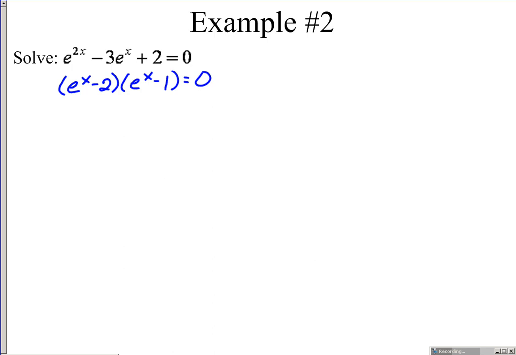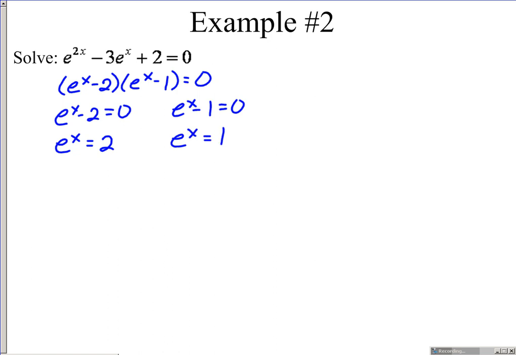Once it's factored, just like any other quadratic equation, to finish solving, you're going to set each one of those factors equal to 0. Now in each of those factors, follow your rules for solving an exponential equation. We want to get the exponential all by itself. e to the x equals 2. And e to the x equals 1.